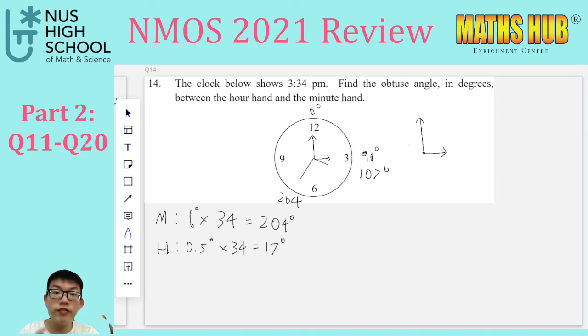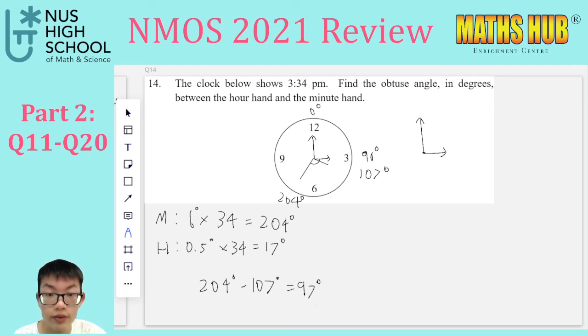If you want to find the angle between them, you basically just subtract these two from one another. So 204 minus 107 is 97 degrees. Now there's nothing special about 3:34 p.m., so you could have done the same method for any other time and found the angle just as easily.